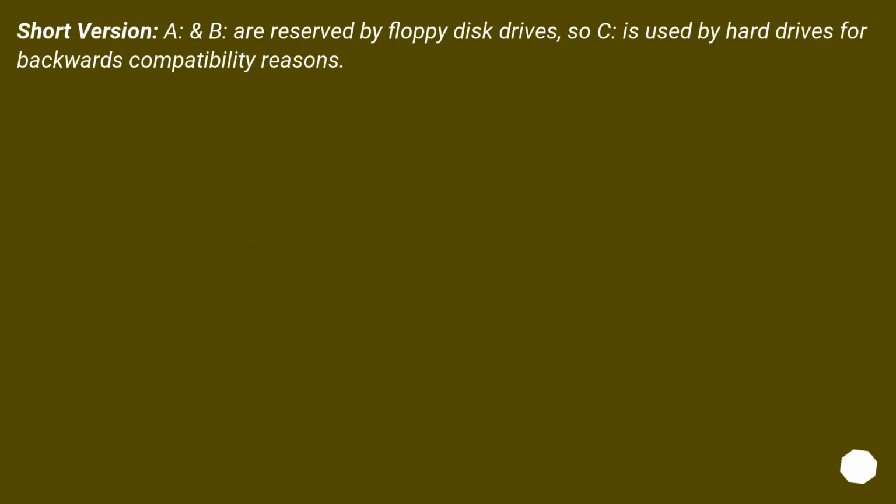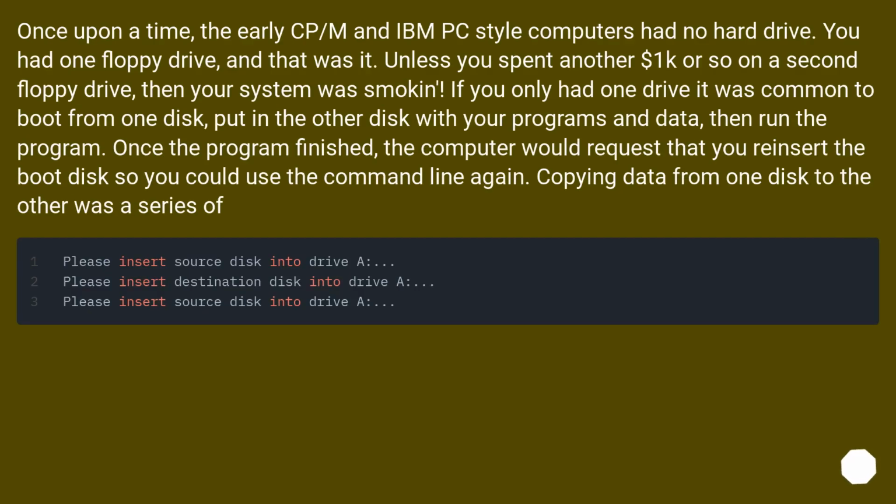Short version, A and B are reserved by floppy disk drives, so C is used by hard drives for backwards compatibility reasons. Once upon a time, the early CP/M and IBM PC-style computers had no hard drive. You had one floppy drive, and that was it. Unless you spent another $1,000 or so on a second floppy drive, then your system was smokin'.